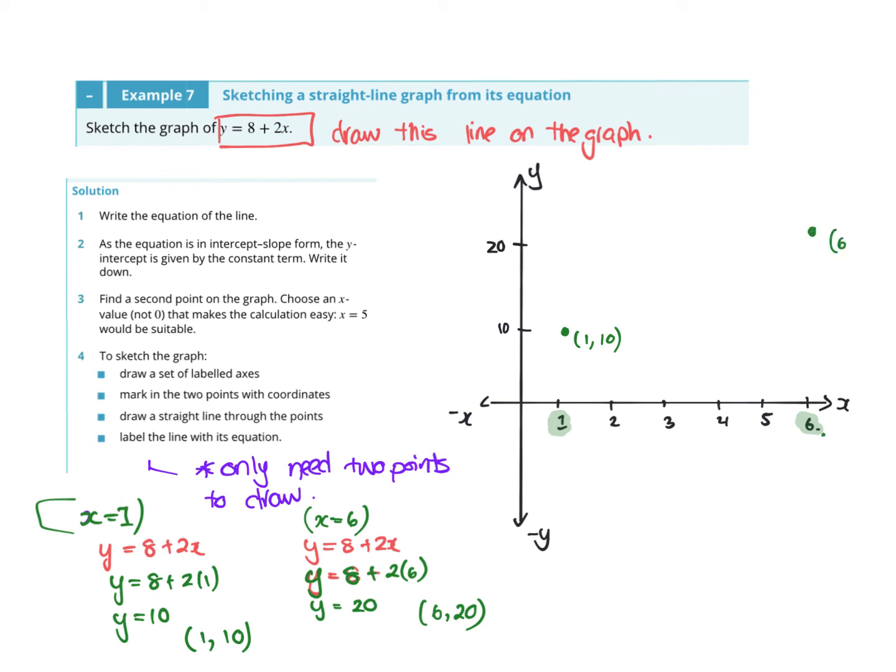When x is 6, y is 20, then you're going to get your ruler and you join up those 2 points. Okay? And you just draw your line through them like that. Okay?